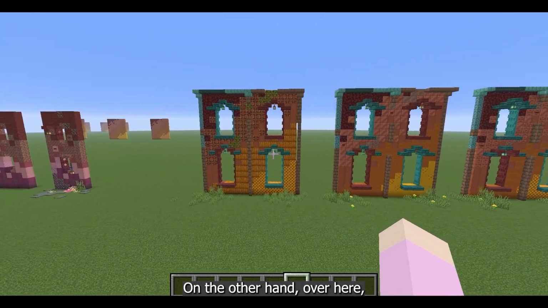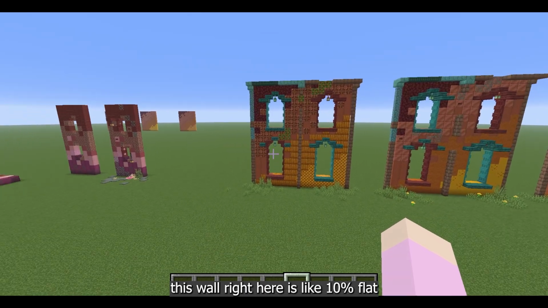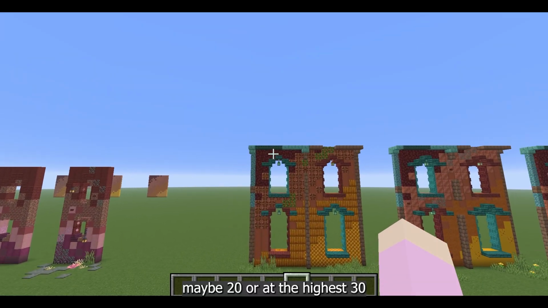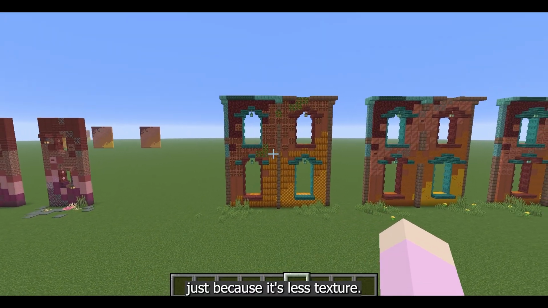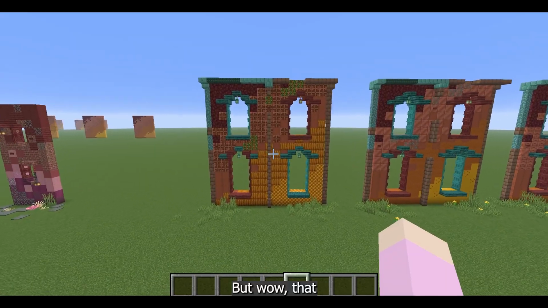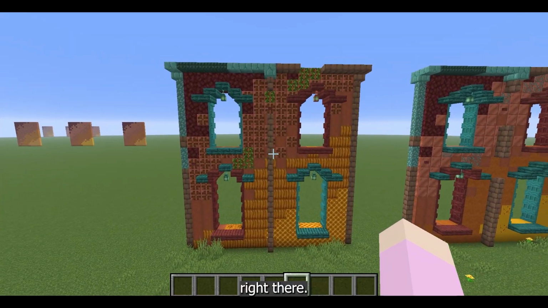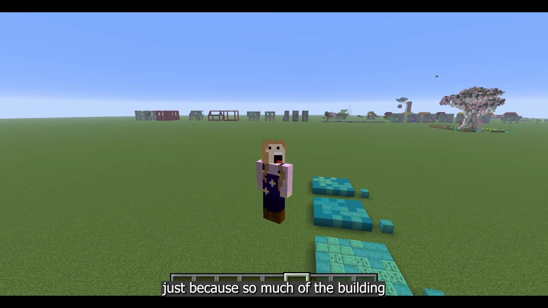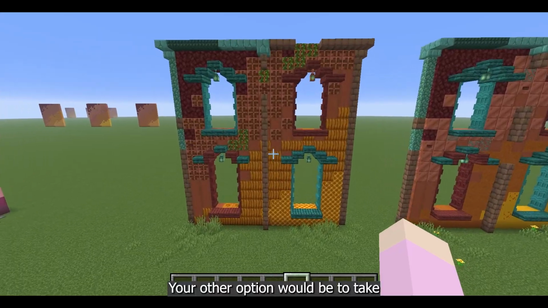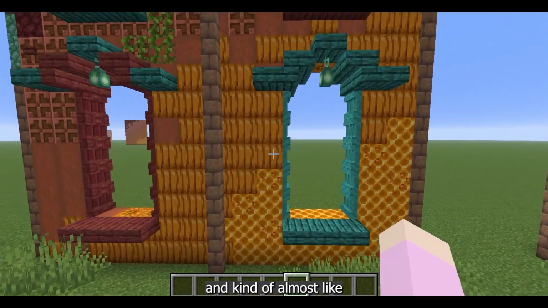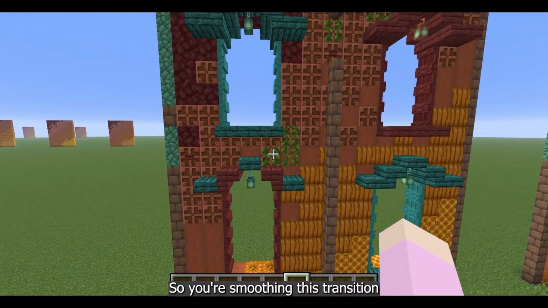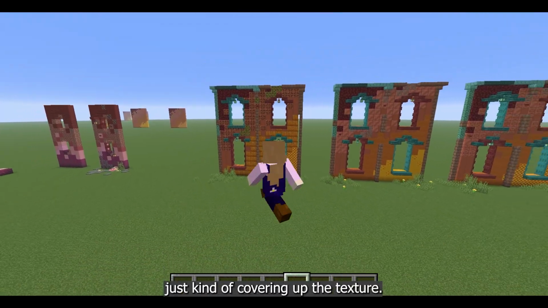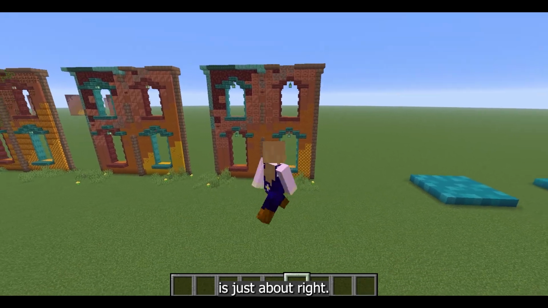On the other hand, over here, this wall right here is like 10% flat and is right here down the middle, maybe 20 or at the highest 30 if we kind of treat this as a flat just because it's less textury. But wow, that is a textured building right there. And how would you fix this? Take away some of the details? That's not going to fix it too much just because so much of the building is high texture. Your other option would be to take something like glow lichen and kind of almost smooth it over. So you're smoothing this transition or maybe some more vines so that frankly, you're just kind of covering up the texture. Our wall right here is just about right.